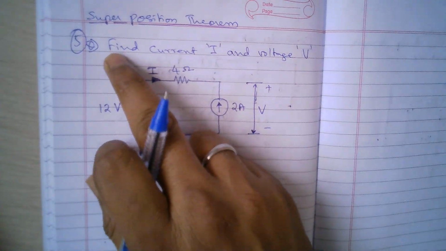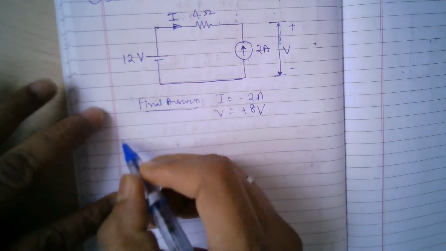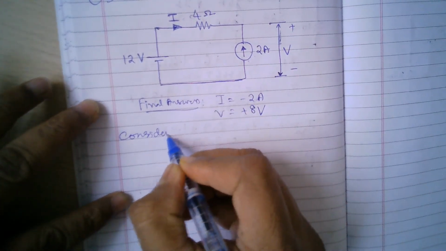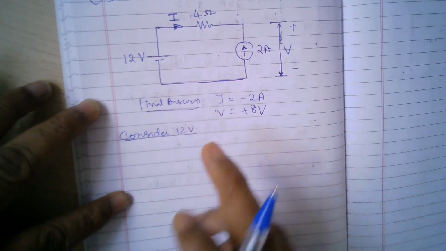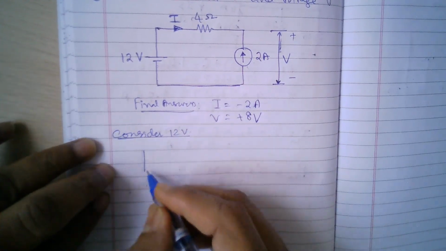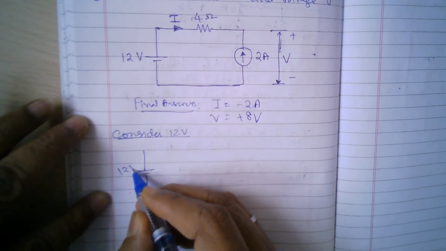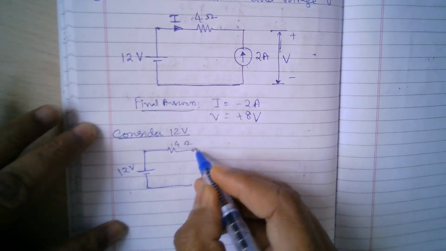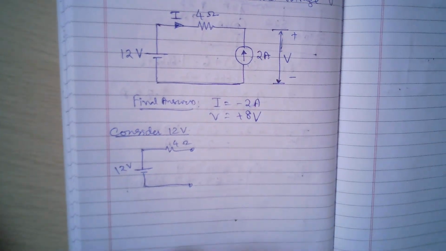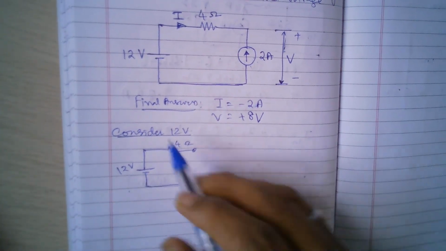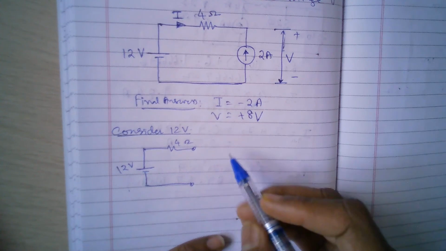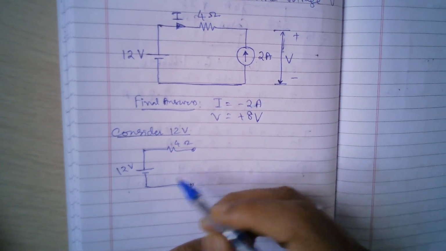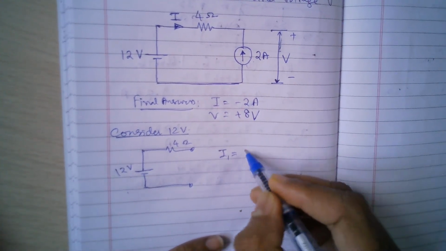What happens if I consider the 12 volt source? When you consider the 12 volt source, the circuit becomes like this: 12 volts and 4 ohms, and it is open circuited. Therefore the current in the 4 ohms will be 0, because the circuit is open and no current will flow. So I1 will become 0 amperes.